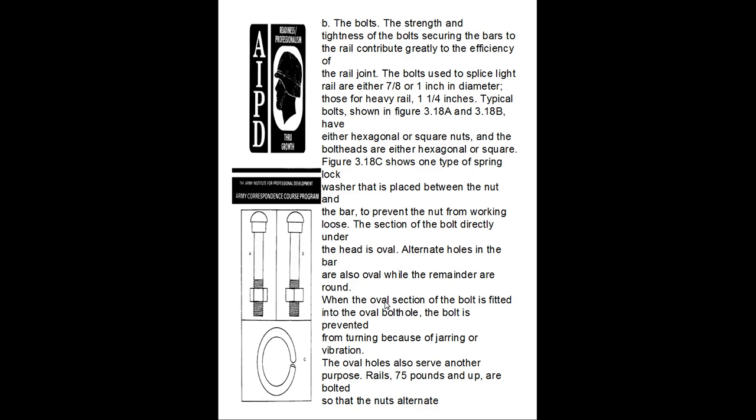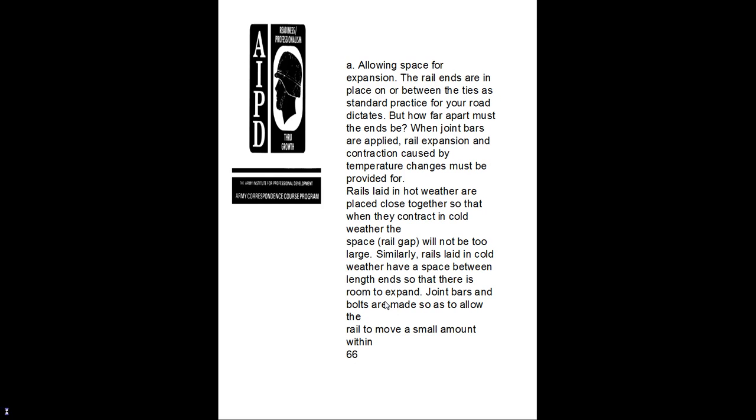The oval holes also serve another purpose. Rails 75 pounds or up are bolted so the nuts are tightened, allowing space for the expansion of the rail ends, which are in place between the ties. Standard practice of the railroad dictates how far apart the ends should be.